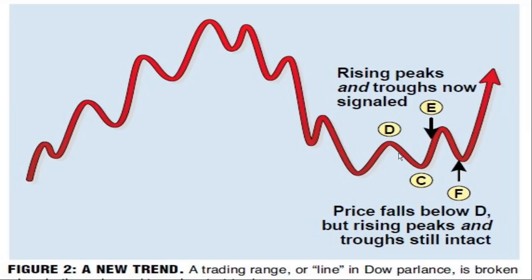Now there also, if you see this point D, E is higher than D, F is higher than C. So again higher high and higher low, rising peak, rising trough has been established. Now a bull move starts, correct? So even within a trading range, if you see higher highs and higher lows getting formed, that means a bull move is about to start.